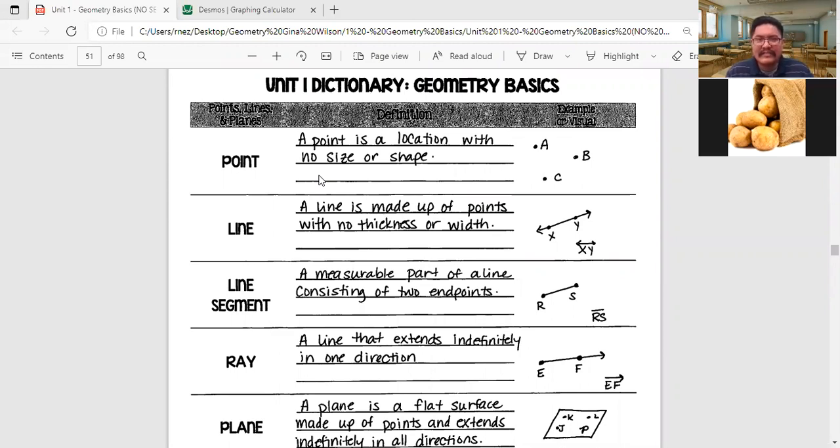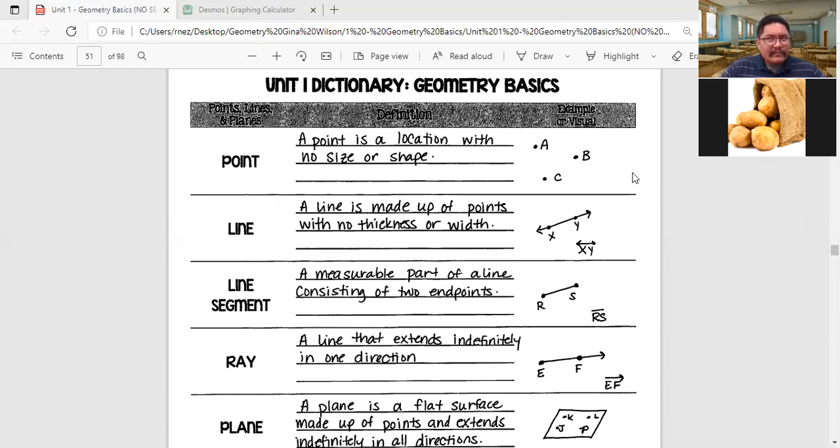So let's go ahead and start off with the simplest one. And that's going to be a point. So a point is pretty much anything that marks a location and it has no size or shape. So in this case here, I have point A, point B, and point C. So there's 3 points I have right here.